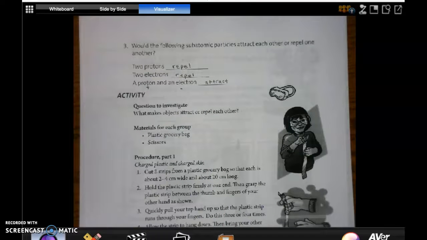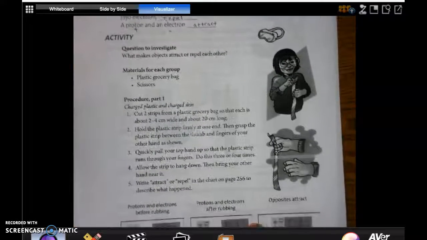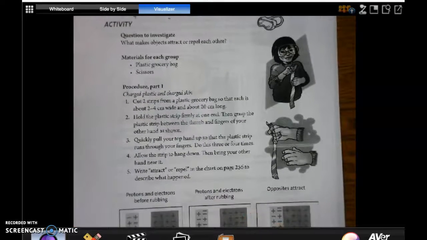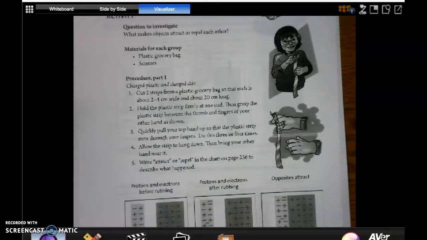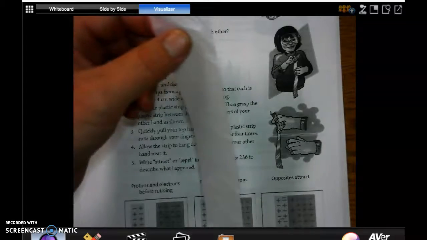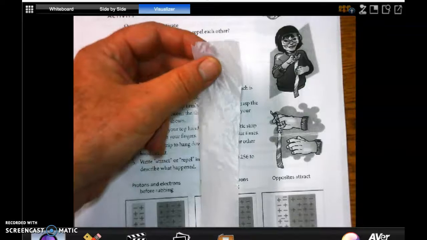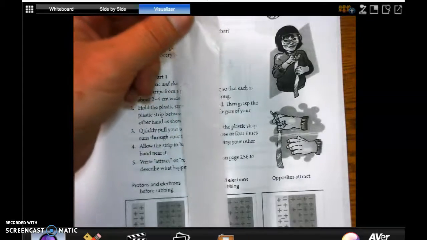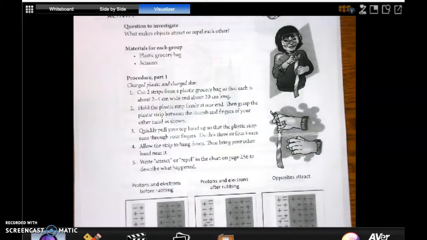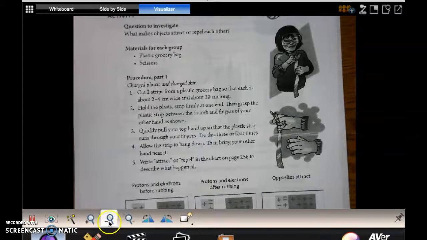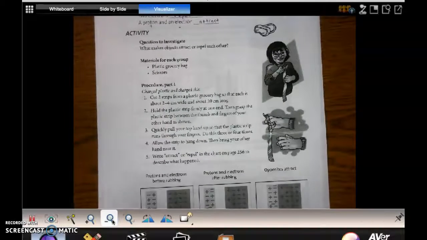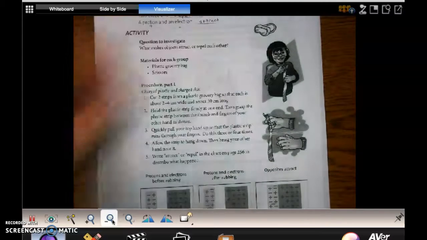So now we can get started on our activity. So we're going to need our strips from our grocery bag, and this one says we need the scissors. Hopefully you've already prepared your strips. If not, they should look something like that, where you've got about 1 inch by 8 inches. In other words, 2 to 4 centimeters by about 20 centimeters. And I think I'll zoom out a little bit, give us a little bit more perspective there. Is that better? Kind of see the whole thing that way.